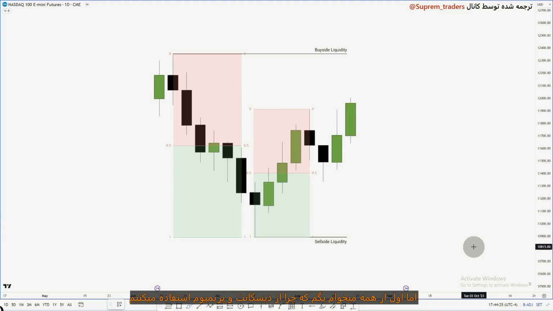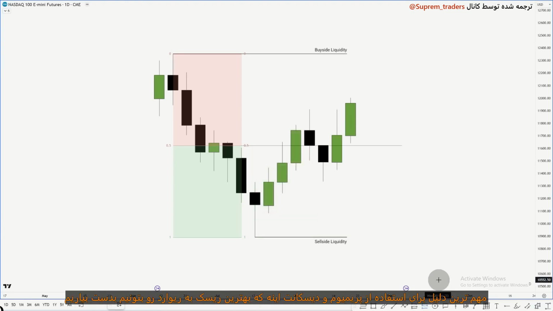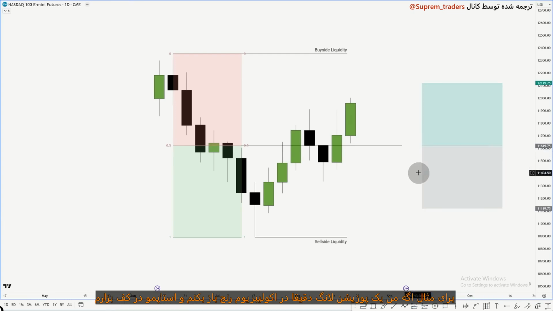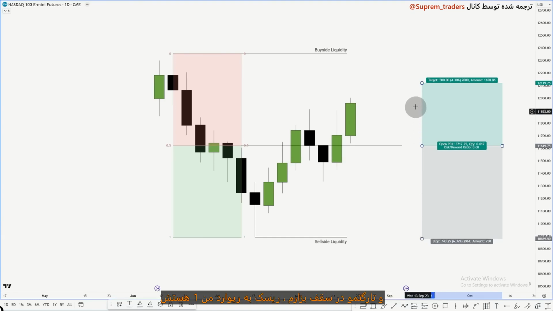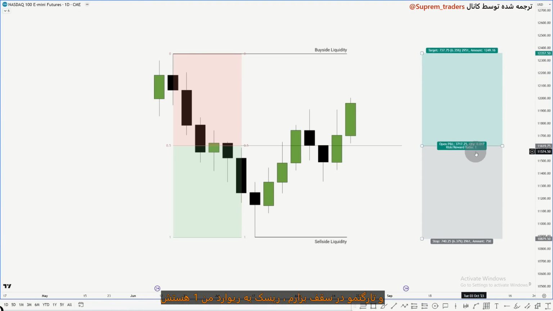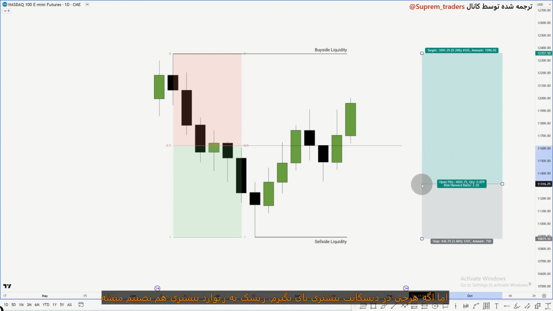However, I first want to discuss why we use discount and premium. The main reason to be using discount and premium is because it shows where risk to reward is more favorable. For example, if I was to enter a long position right at the equilibrium of the range and put my stop on the low and put my target on the high, my risk to reward would be 1. However, the further into discount I get, the higher or more favorable my risk to reward becomes.